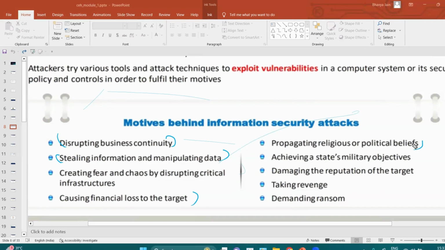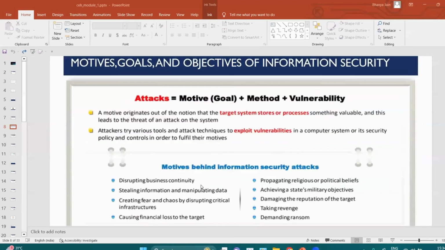So this is also a motive, which is damaging the reputation of the target company. Then also taking revenge and demanding some ransom. Ransom is money only. If you want to demand some ransom or some money, then we have this attack. So these are some common motives behind any attack. Without a reason or without a motive, we cannot hack.